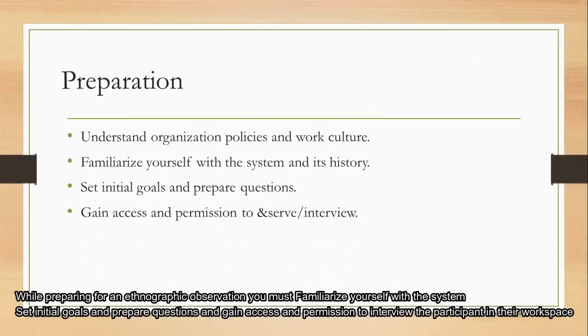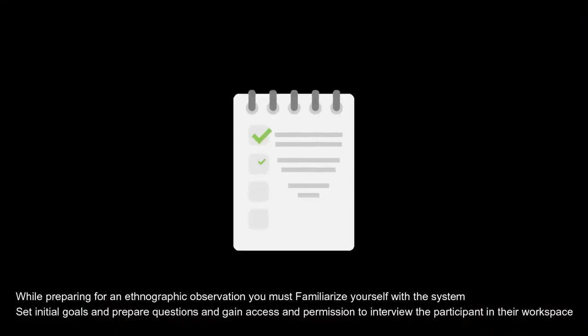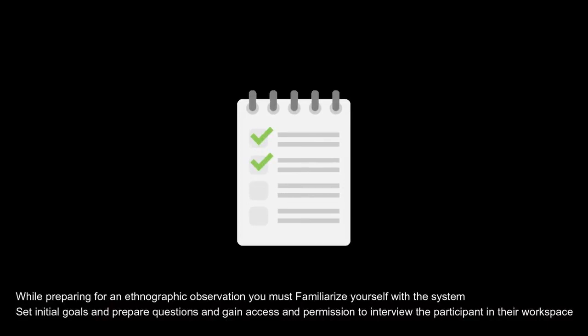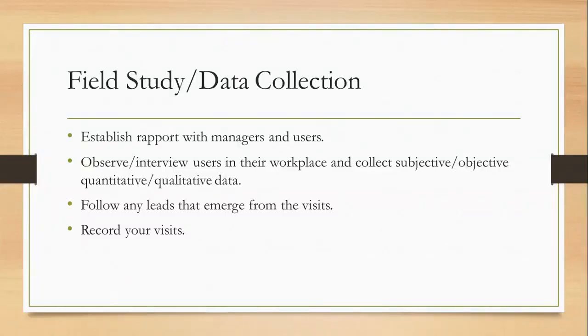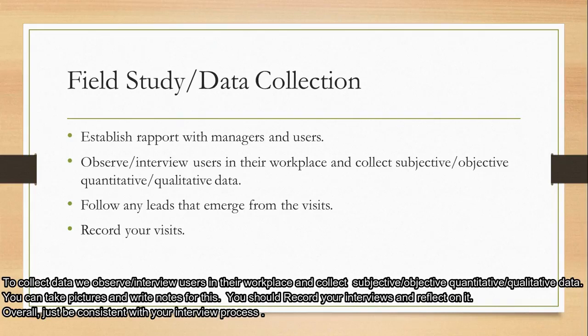While preparing for an ethnographic observation, you must familiarize yourself with the system, set initial goals and prepare questions, and gain access and permission to interview the participants in their workspace. To collect data, we observe and interview users in their workplace and collect subjective, objective, quantitative, and qualitative data. You can take pictures and write notes for this. You should record your interviews and reflect on it. Overall, just be consistent with your interview process.